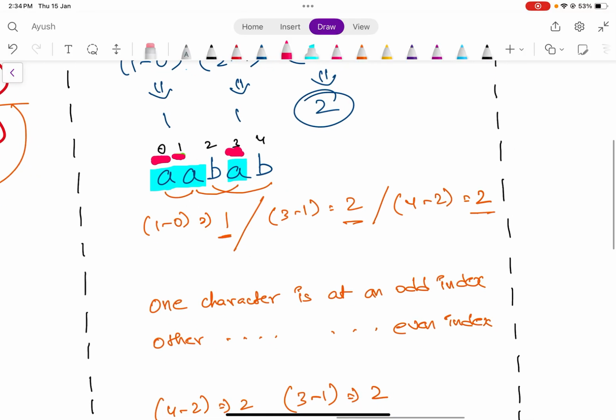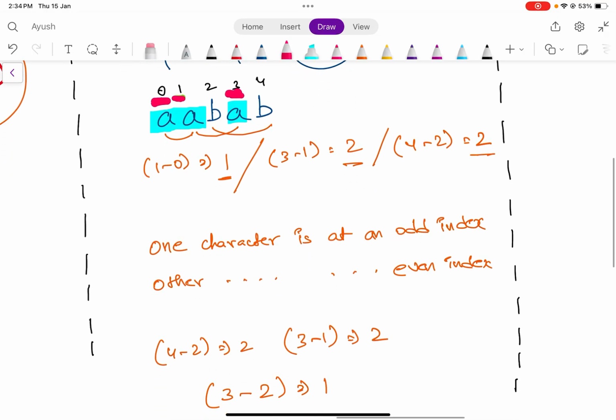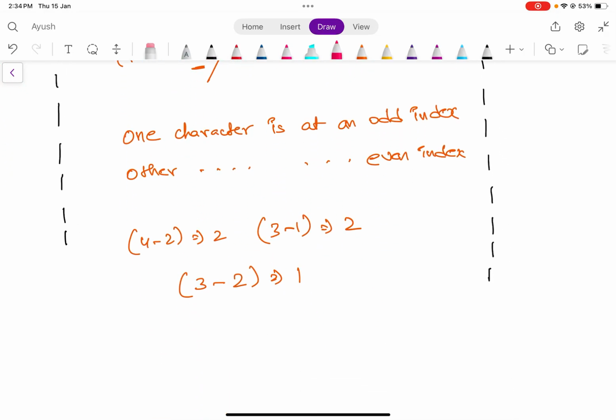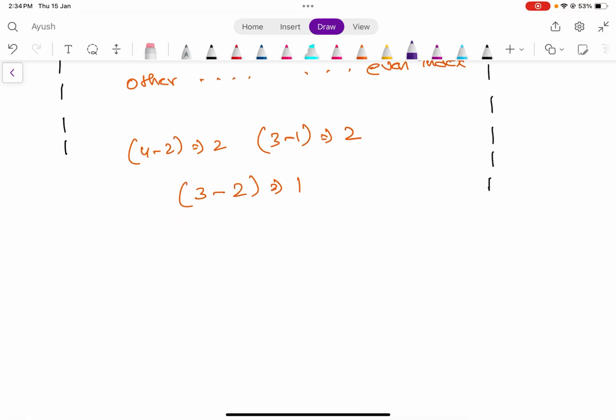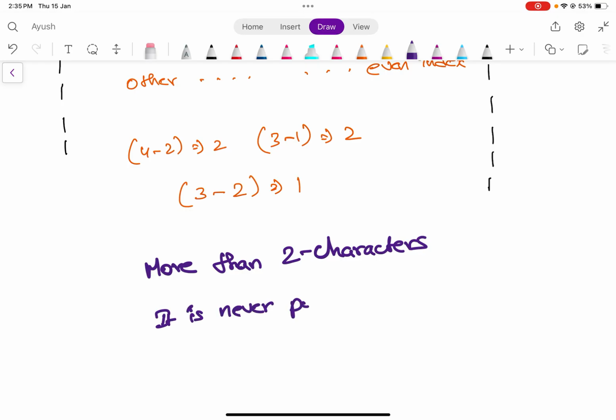In this case, can we say that if there are more than 2 characters, it is not possible to satisfy all the conditions, because it is never possible to rearrange in such a way. Never possible to rearrange.